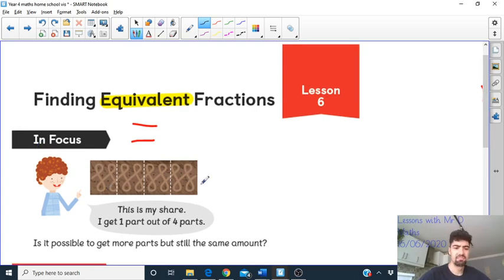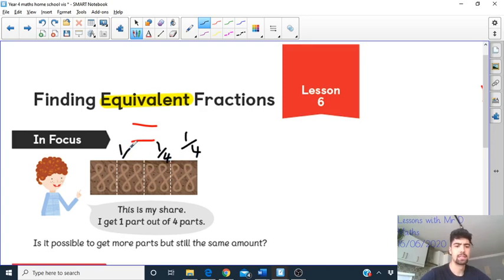So you've got this, let's call it a chocolate bar, with maybe some caramel pattern on the top, and the whole chocolate bar is your whole, obviously, and he has split it into quarters, so each part is a fourth, or a quarter. You can pause the video if you want to have a go, or skip it if you've got it.